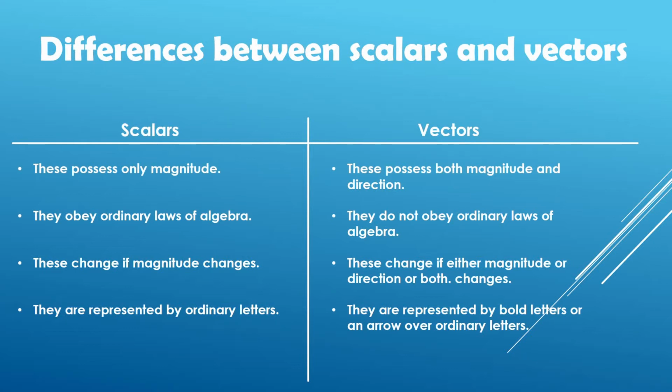So how can we represent scalars in our copy or textbooks? They are represented by ordinary letters, alphabets, whereas vectors are represented by either bold letters or ordinary letters with an arrow over it. We will see these very shortly.